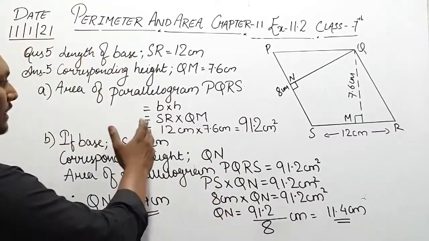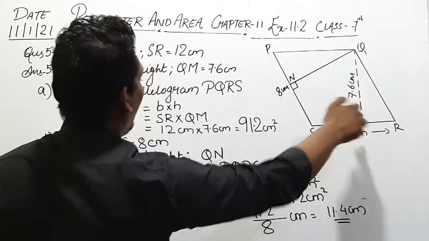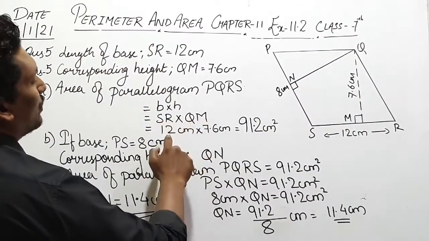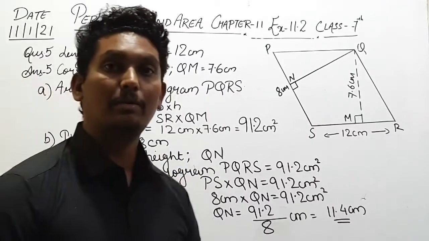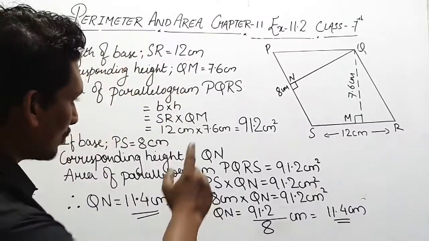So what is base here? SR is the base, height is QM. So SR into QM, 12 centimeter into 7.6 centimeter, that is 91.2 centimeter square. The unit should be in square.